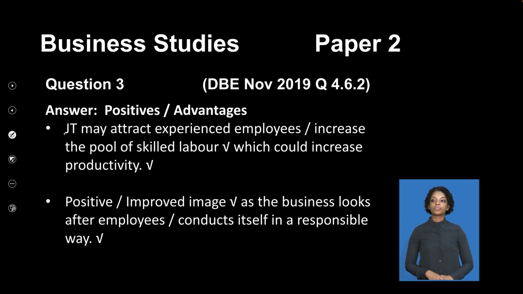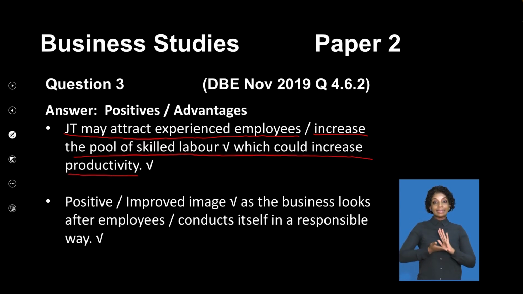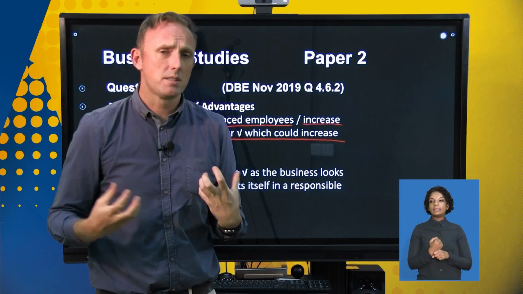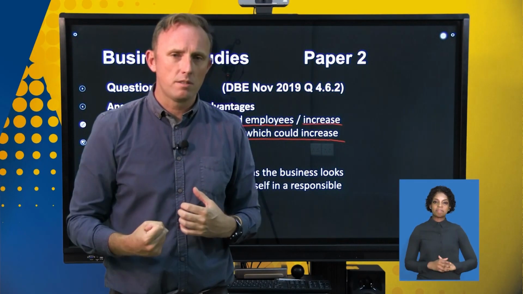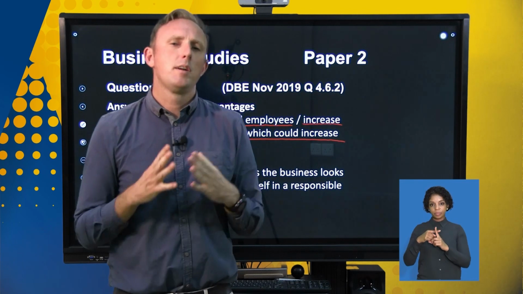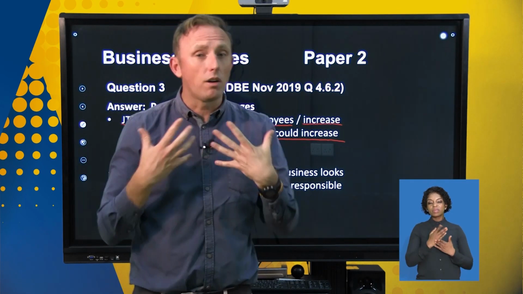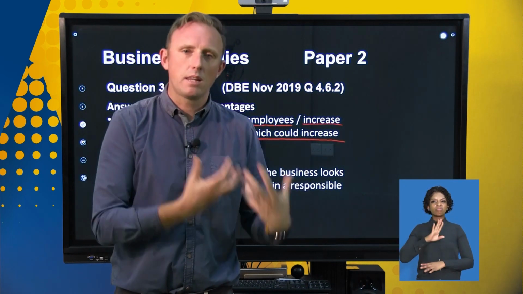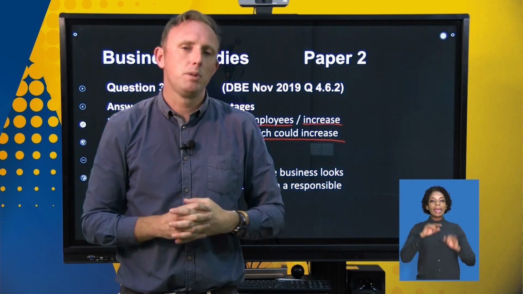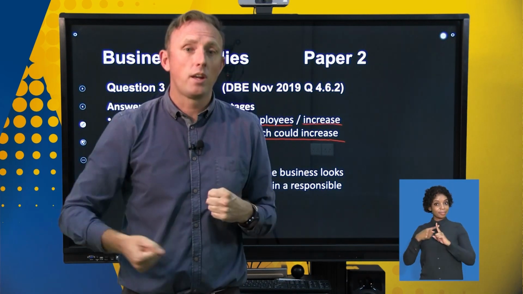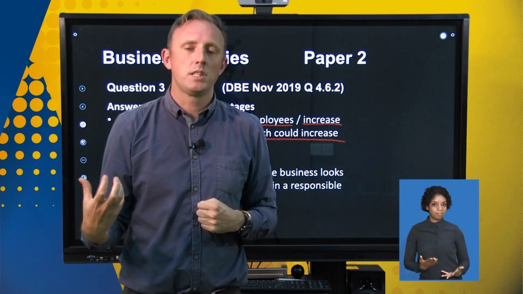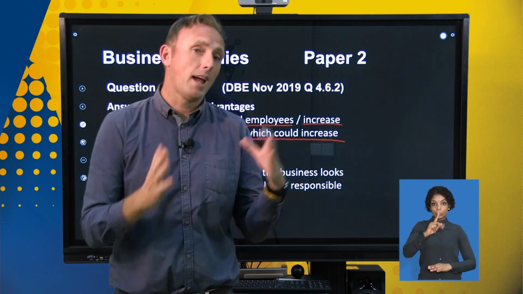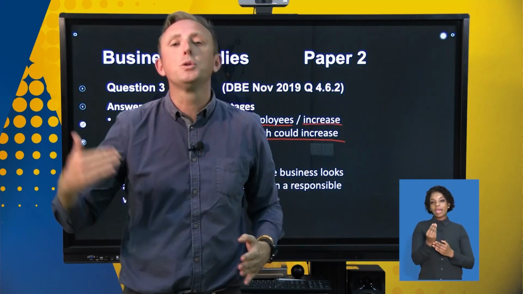So the first one is, JT may attract experienced employees or increase the pool of skilled labor, which could increase their productivity. All right, so all businesses want to be a part of something positive, and so do the employees. Now, the employees can see that JT is looking after their community, they're investing in their community, they want to be a part of that because that's something good. Everyone's proud to be associated with something that's good and something that adds value to the community. So you're going to see a lot of people who might have similar personal values will want to work for JT.